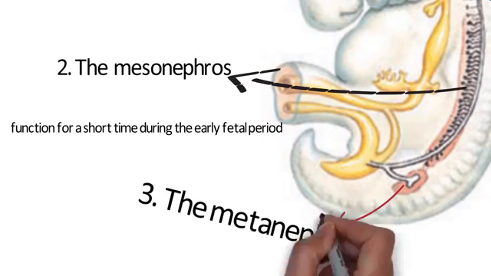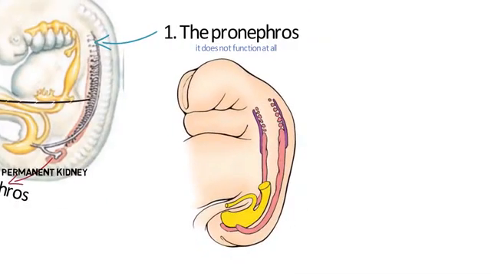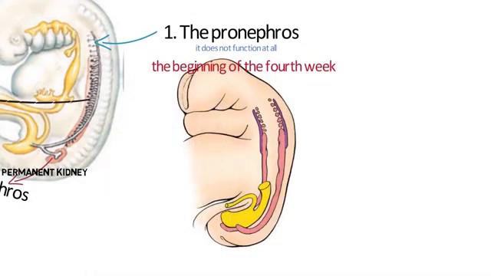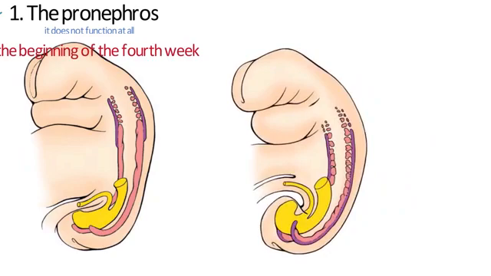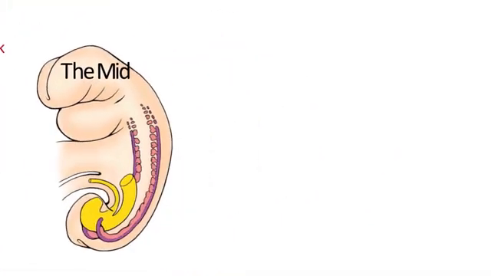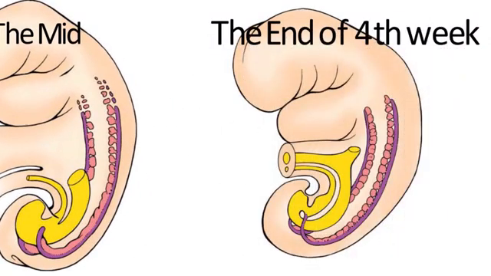They are the permanent kidneys. The pronephros begin to develop in the beginning of the fourth week, and in the middle of the fourth week, they are forming as well as regressing. At the end of the fourth week, almost all of the pronephros are not there. They have regressed. This is the timeline of the pronephros.